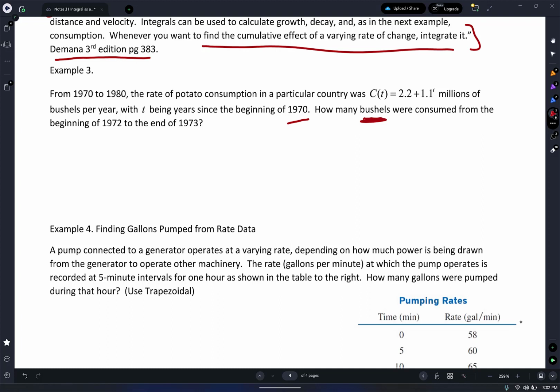All right, hey, don't worry, guys. We know what we're talking about. How many bushels were consumed from the beginning of 1972 to the end of 1973? Okay, let's do that really fast.